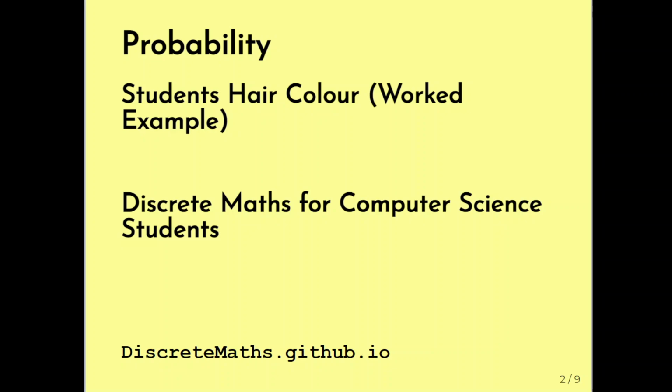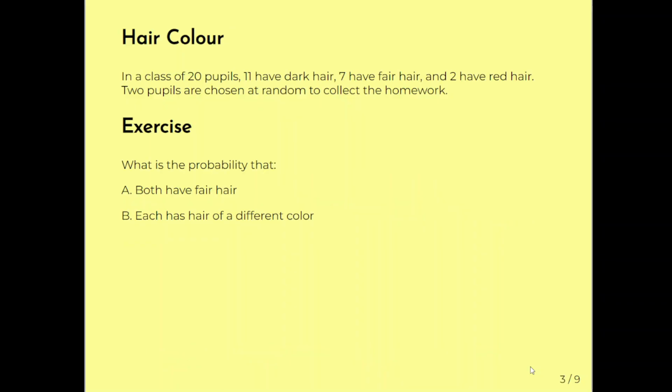Okay, this worked example concerns a sample of students from a class. So let's just get into it here. We're looking at their hair color. In a class of 20 pupils, 11 have dark hair, 7 have fair hair, and 2 have red hair, and that accounts for all 20 students. 2 pupils are chosen at random to collect the homework. What is the probability that both have fair hair, and what is the probability that each has hair of a different color? So we've got A and B there.